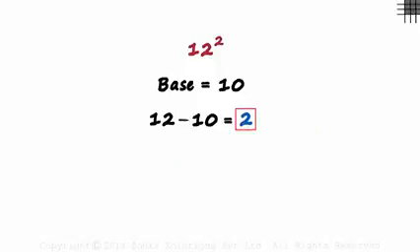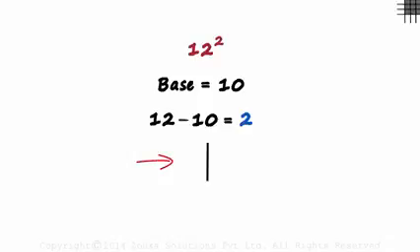This number here is really important. It's the difference between the number and the base. We will soon see why. But understand the first few steps really well. We chose the base which is close to the number, and then we found the difference between the base and the number. After these steps, we make a partition.